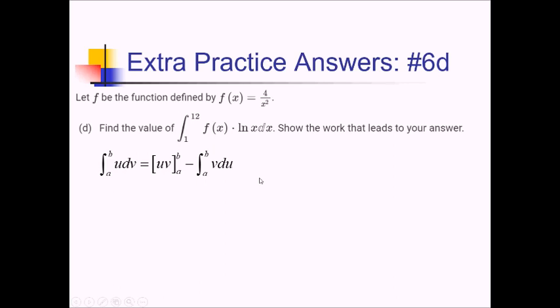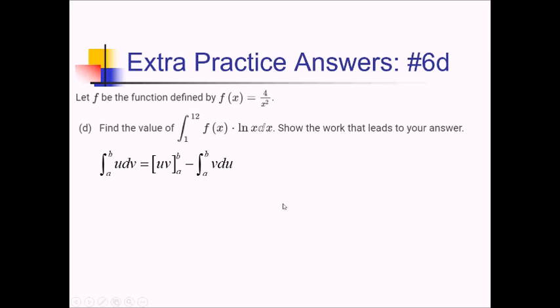Now, in general, I go with the acronym LATE, L-A-T-E. That's my order of preference for picking the u value. Logarithmic is the L. That always comes before algebraic, which was this 4x to the negative 2. This is really based on the idea that you want a u value that's easy to take the derivative of, and a dv value that's easy to take the antiderivative of. 4x to the negative 2 and ln of x are both pretty easy to differentiate, but it's very difficult to integrate ln of x. So if I have to pick one for integrating, I'm going to pick the 4x to the negative 2, for the simple fact that I can do it.